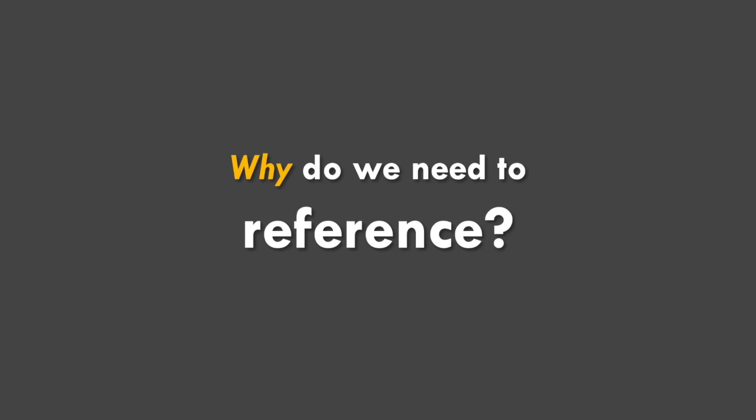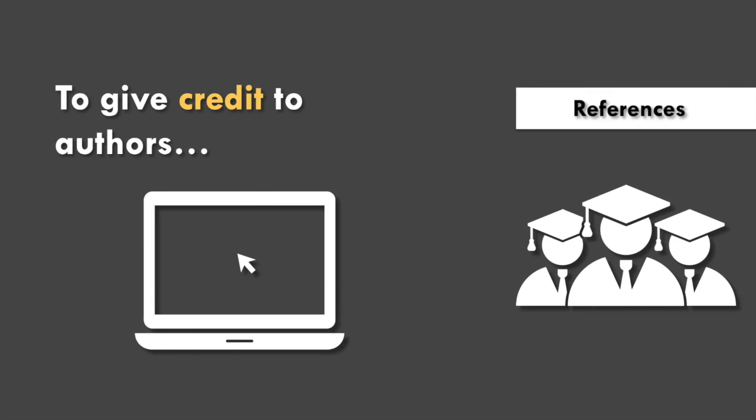Okay, so you have a rough idea when you need to reference, but why do we actually need to reference? Well, the main reason in university is to give credit to authors. Scholarship at university is a conversation. You're building on the work of other people, and in time, maybe they'll build on your work. So the first reason that we reference is to give credit to the authors of the work you've used.